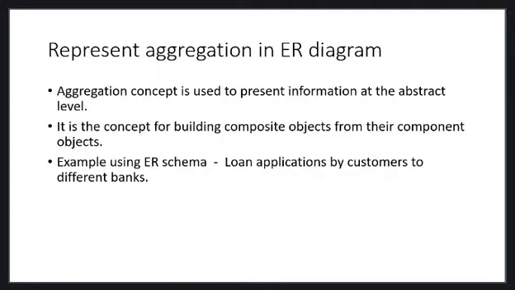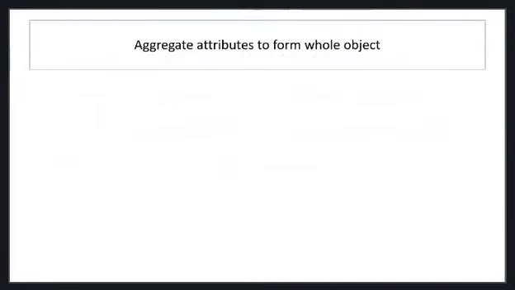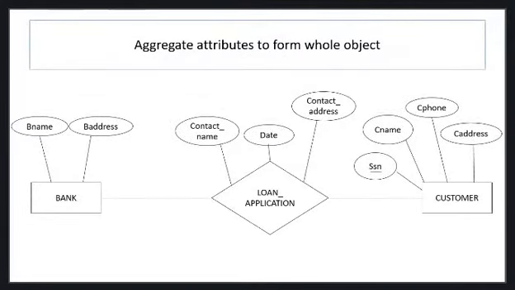So to start with, let us consider an example of ER schema which stores information about loan applications submitted by customers to different banks. This ER diagram represents the fact that customer applies for a loan to a bank. It has two entity types, bank and customer, which participate in the relationship type loan application.